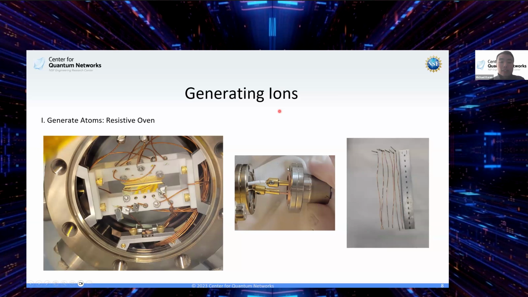One drawback of this loading method is that it is relatively slow. It takes maybe about a minute or two before the oven gets hot enough to generate an atomic beam. But it is only necessary to retrap once the ions escape. So this could really mean just running the oven once or twice a day.